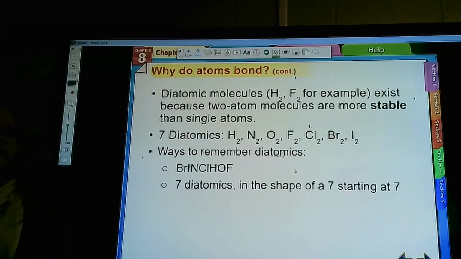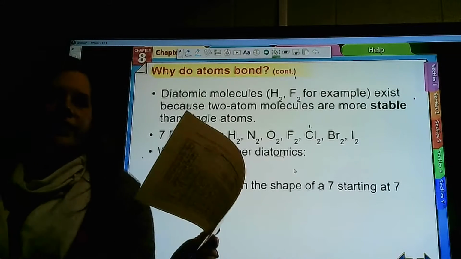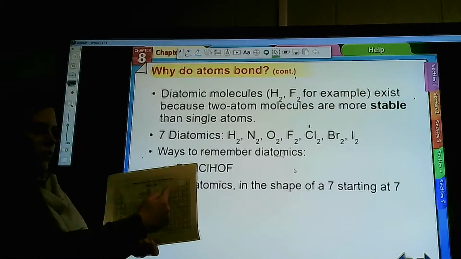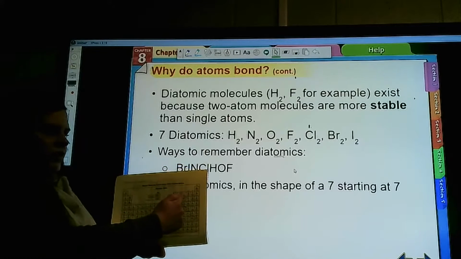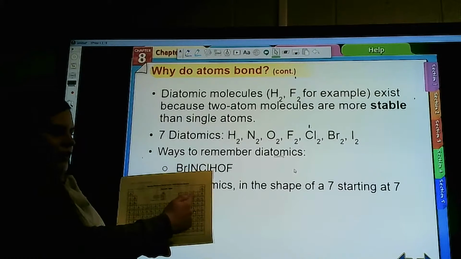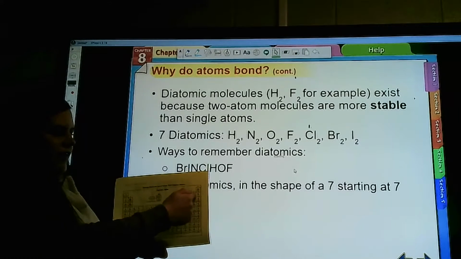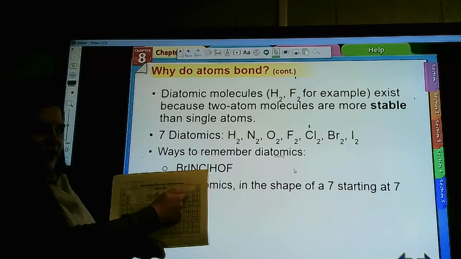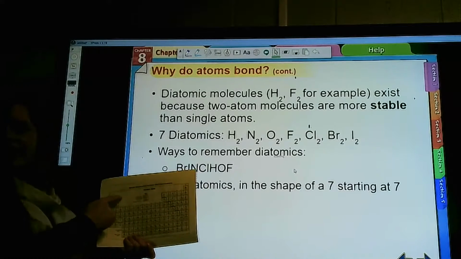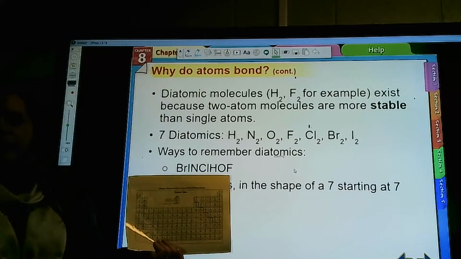The other way that you can remember this is that there are 7 of these elements. They start at number 7 on the periodic table, and they are in the shape of a 7. So if you're looking at your periodic table, you place your finger on number 7, which is nitrogen. It's nitrogen, oxygen, fluorine. Then you go down to chlorine, bromine, iodine. It's the shape of a 7. And then the last one is hydrogen, so it's up there.